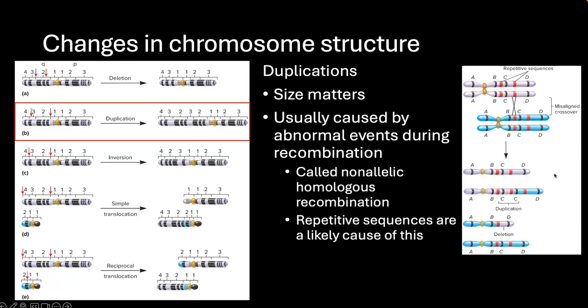Duplications are when a region of DNA is duplicated in a chromosome. Whether this duplication has a phenotypic consequence is largely based on the size of the region that is duplicated. The larger the duplicated region, the more likely it will cause a change in phenotype. Duplications typically arise during abnormal recombination. This can be from the misalignment of chromosomes during meiosis, followed by crossing over. This is often due to repetitive sequences.